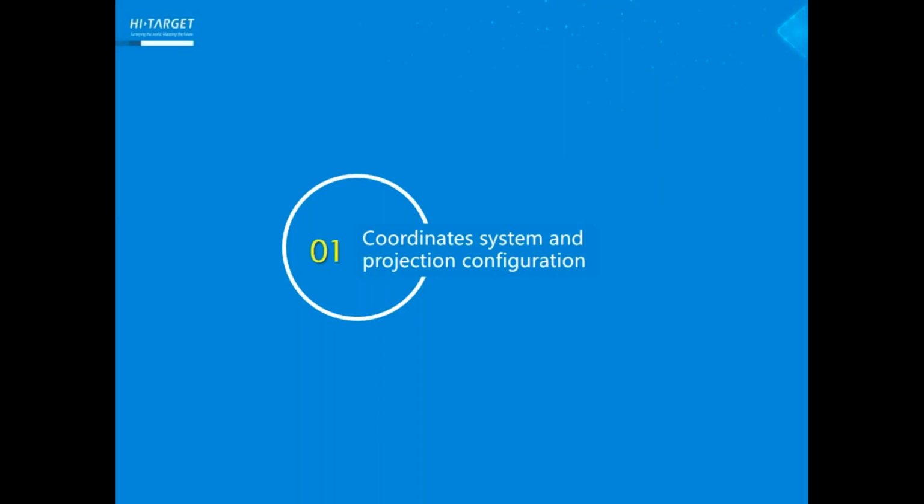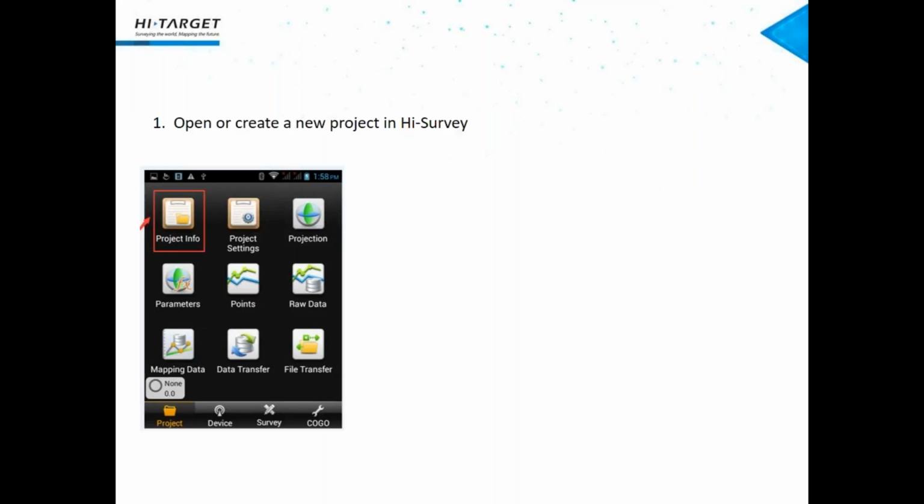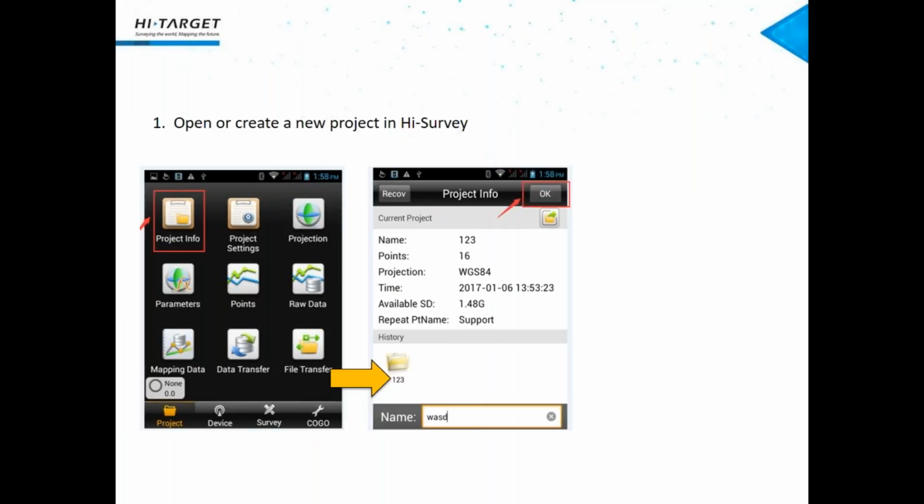Okay, let's go next. Coordinate systems and projection configuration. After we run Hi-Survey in iHand20, our controller, or your Android phone, firstly, we should create a project or open an existing project which we want to use in project info. Input a new name and click OK. In this way, you can create a new project. Tap an existing project for a while and you can open it.